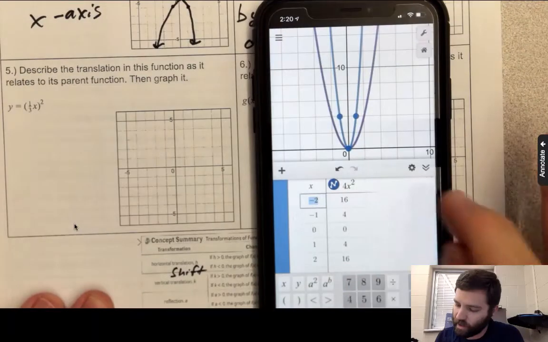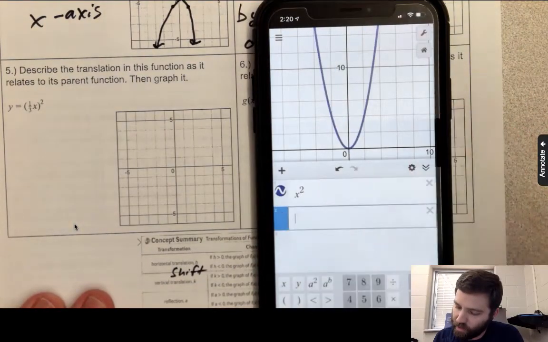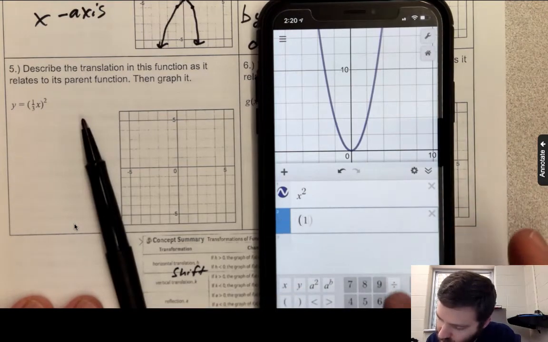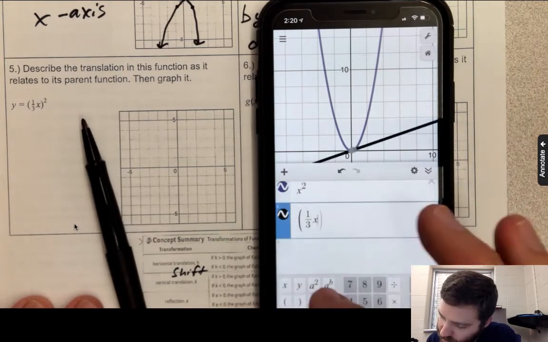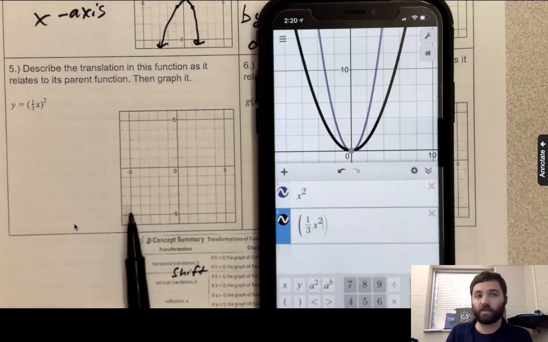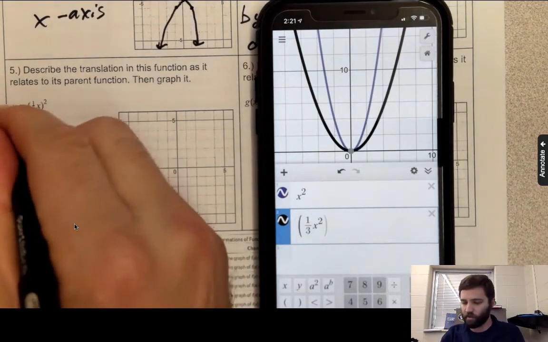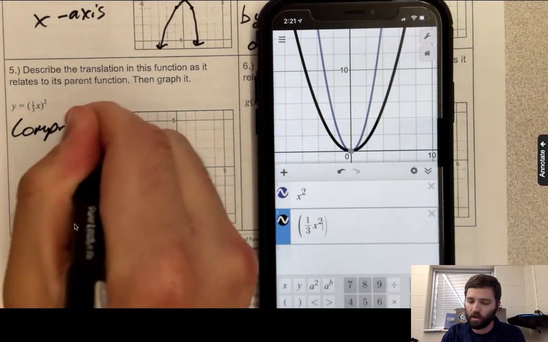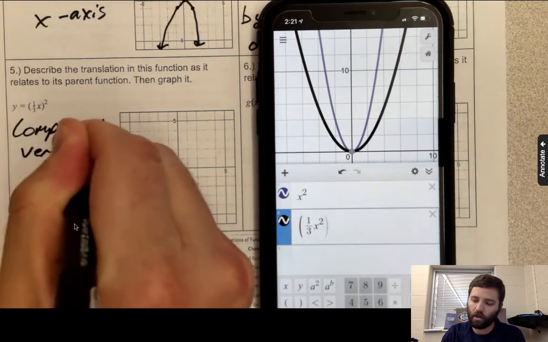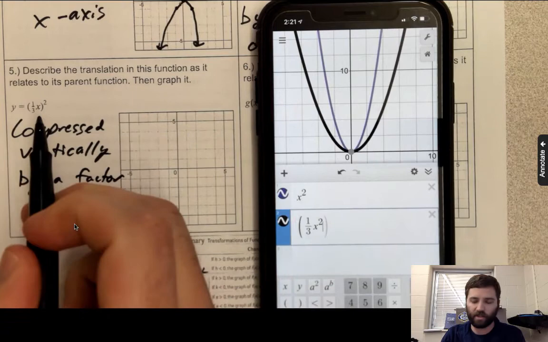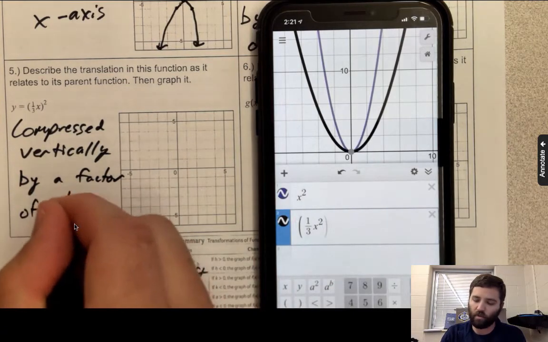Okay. All right, next, describe the translation in this graph. So let's compare again x squared, and we're going to compare (1/3)x squared. This has to go inside of the parentheses. So we have (1 divided by 3)x squared. All right, and you see what this has done. Instead of stretching it vertically, it's almost like you've taken the purple graph and you've squeezed it. You've compressed it vertically. Okay, so we'd say this is compressed vertically by a factor, and then whatever the factor is that you're compressing it by. So this one would be 1/3.